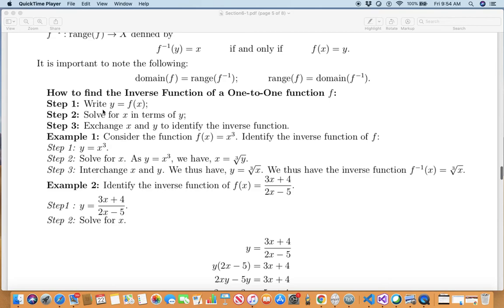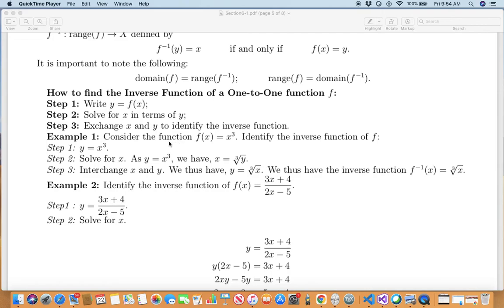In general, how do you find the inverse of a function? Well, first set y equals f(x), solve for x in terms of y, then exchange x and y. Only 3 steps. Step 1, set y equals f(x). Step 2, solve for x in terms of y. Step 3, exchange x and y. That's how you identify the inverse.